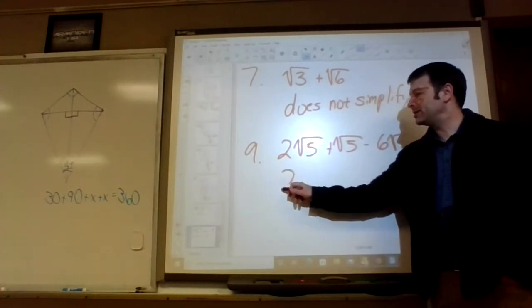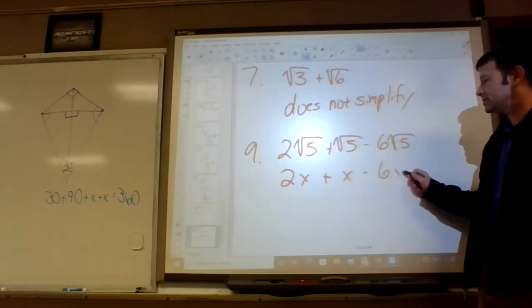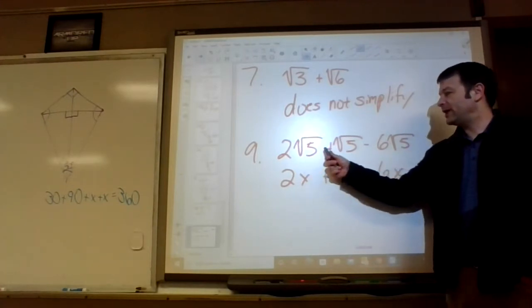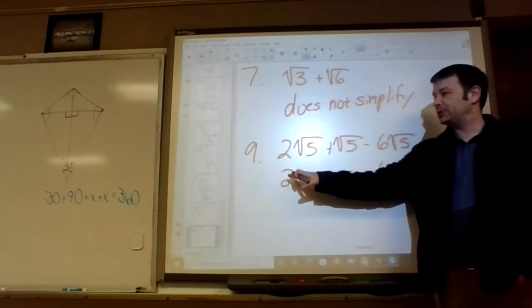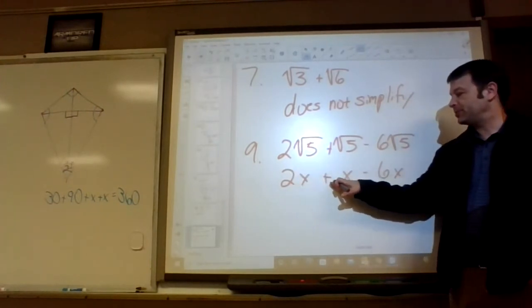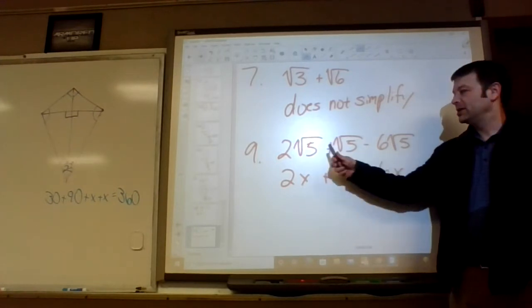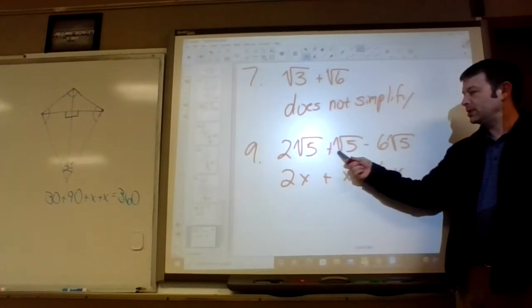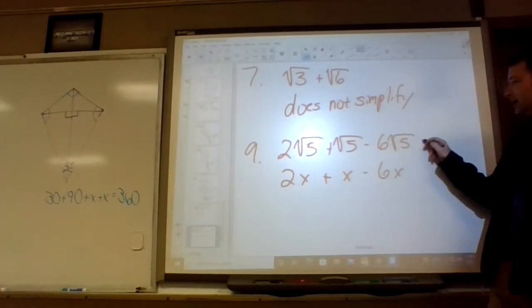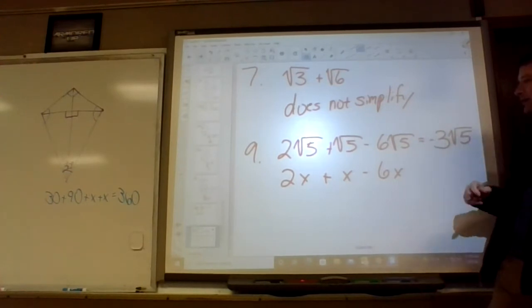This is basically the same thing as like 2x plus x minus 6x. The square root of 5s are all like terms, so we can add all those terms together. What is 2x plus x minus 6x? Negative 3x. So this is 2 plus 1 is 3, minus 6 is negative 3. So it's negative 3 square root of 5.